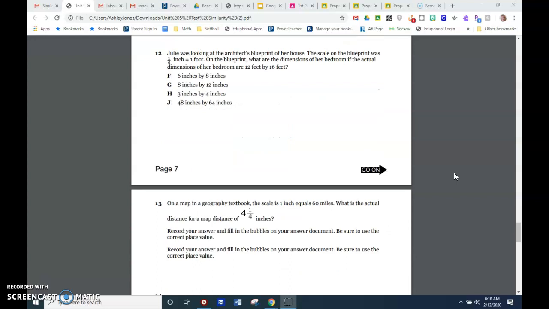Number 12. Julie was looking at the architect's blueprints of her house. The scale on the blueprint was 1/4 of an inch equals 1 foot. On the blueprint, what are the dimensions of her bedroom if the actual dimensions of her bedroom are 12 feet by 16 feet? F, 6 inches by 8 inches. G, 8 inches by 12 inches. H, 3 inches by 4 inches. J, 48 inches by 64 inches.